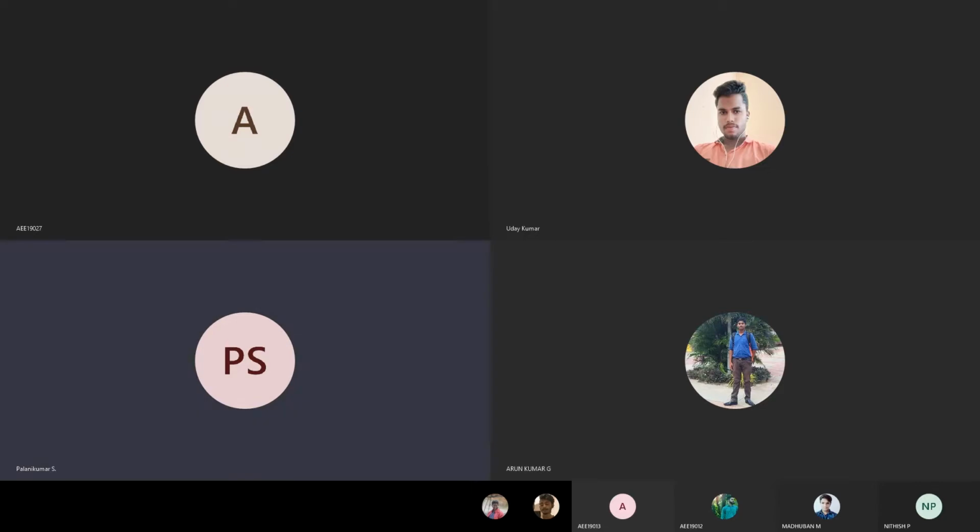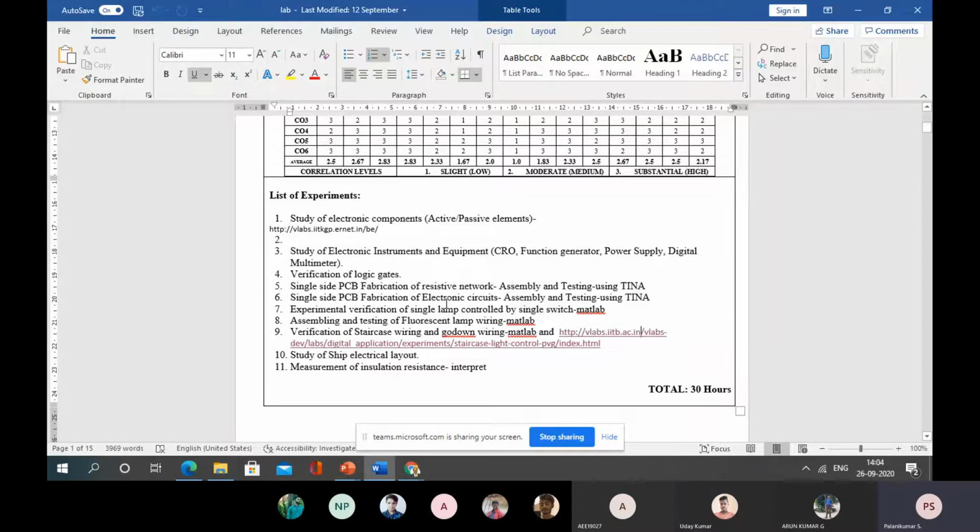Okay, so one of the experiments in our list is verification of staircase wiring and godown wiring. Using whatever electronics we have, we are going to do the same with electrical switches also: two-way switches and one lamp.